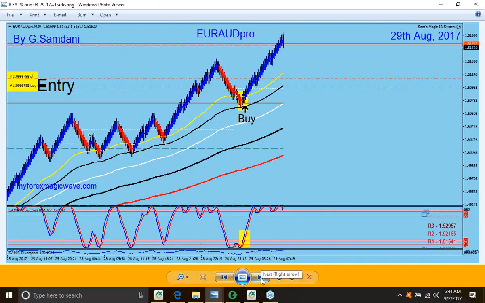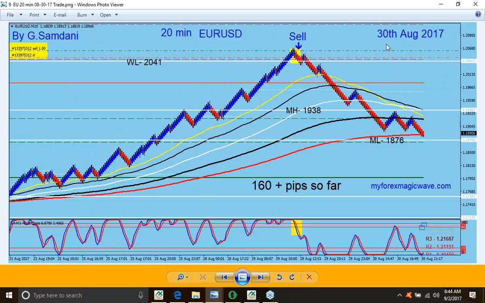Later that pair came down. I'll show you. On the 30th, this Euro USD short, very, very important. I'll show you why I shorted here at this level, 2041. I'll show you later. All of these trades are based on my analysis as well, which I do, and make the charts and provide to my subscribers.